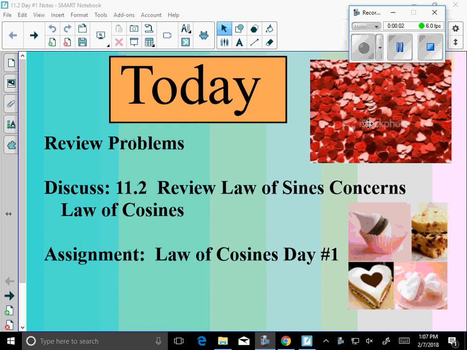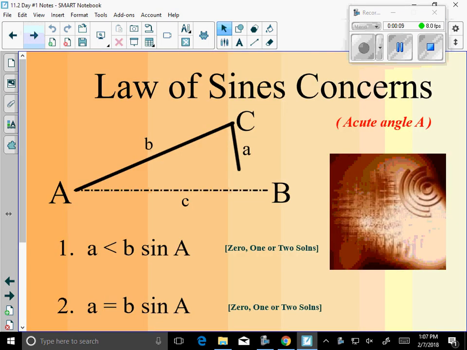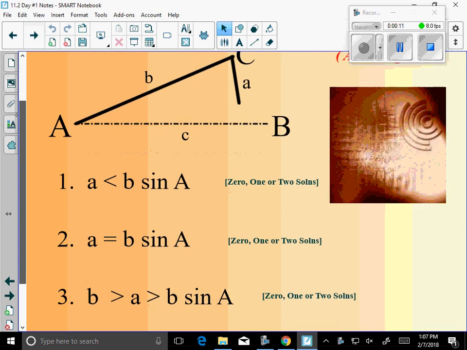Okay, here we are, 11.2 day number 1. We're going to talk about law of cosines today, but first let's concern ourselves with the law of sines. Let's talk a little bit about this. This is what we talked about yesterday.